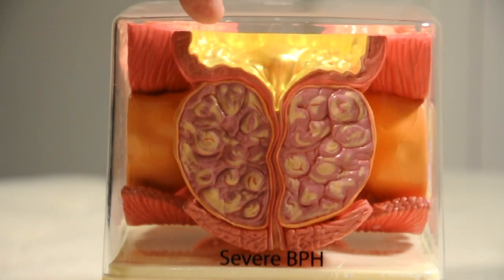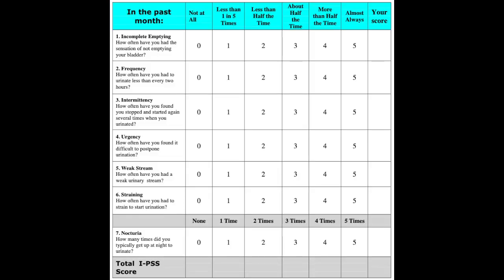You see here the common symptoms are a feeling of not emptying the bladder, frequency, which is a feeling of going too often, intermittency, a start-stop flow, urgency, that feeling that you can't delay and must go immediately, a weak stream, straining to start the flow, and getting up at night.